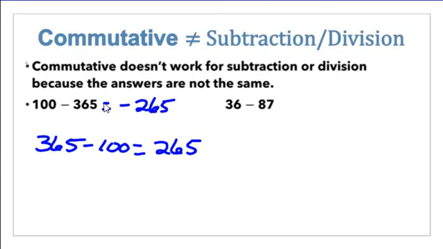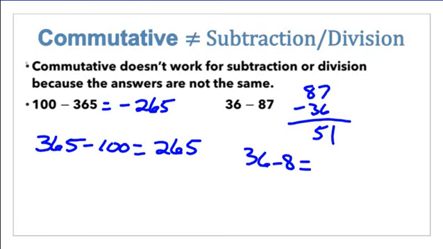If we did the 36 minus 87, if I were to write this one out and I did 87 minus 36, that would give me 1. 8 minus 3 is 5, gives me 51. But if I go the other direction, 36 minus 87, that's going to give me a negative 51. They are not the same. So you can't use the commutative property. You can't switch them around.